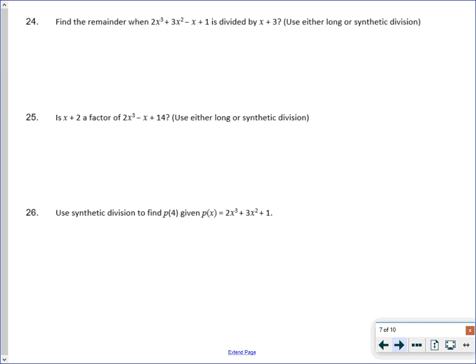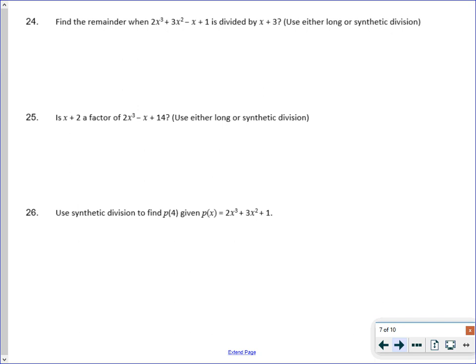Let's keep going. 24, we're asked to find the remainder when 2x cubed plus 3x squared minus x plus 1 is divided by x plus 3. We can use either long or synthetic division. Synthetic division, whenever you can do it, will almost always be easier than long division, and it'll also be much quicker. So when I have the option, I'm personally going to go with synthetic division. If you prefer long division, you can do it. I just prefer synthetic, and that's what I'm going to do.